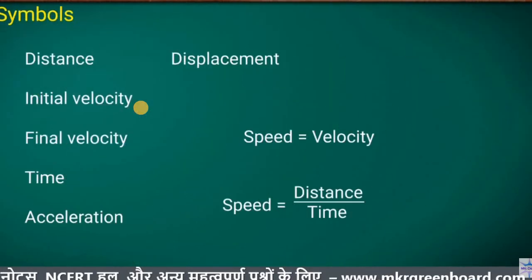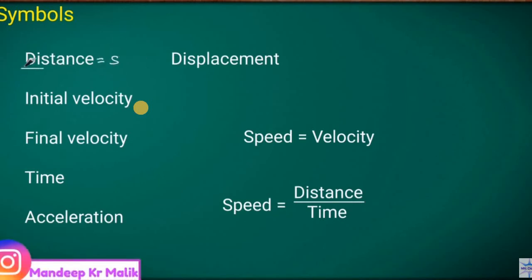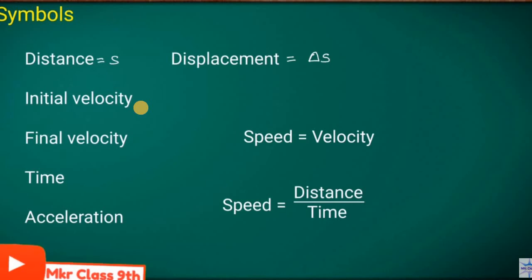Now let's see the symbols of some of the physical quantities. So here the first one is distance. Distance you can denote by the capital S. The next one is displacement. Displacement is denoted by the triangle shape with capital S. It is denoted by delta S.